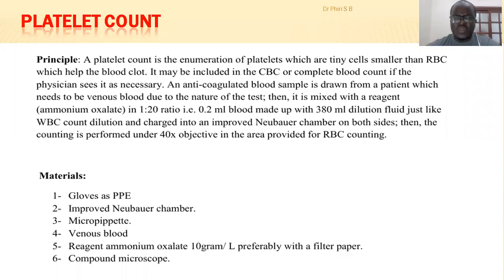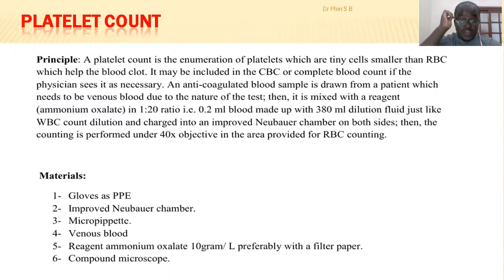The materials that you need are gloves, an improved Neubauer chamber, and micropipettes or white blood cell pipettes, because you can also use a red blood cell pipette for doing your dilution when you want to do a platelet count. So you don't use the white blood cell pipette, you use the red blood cell pipette, which is different from the white blood cell pipette. Then you need venous blood, and you also need reagents.